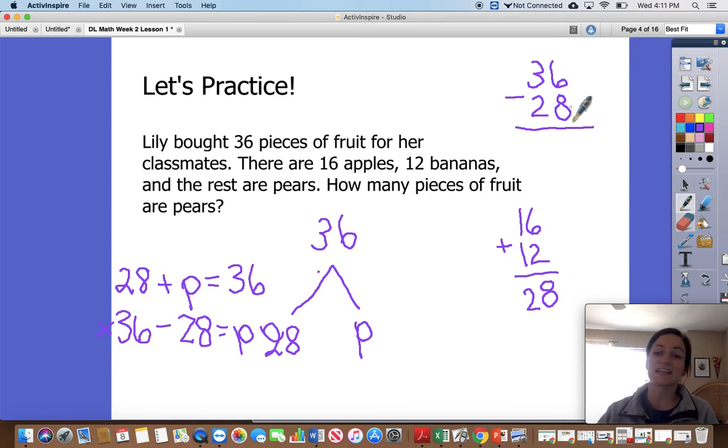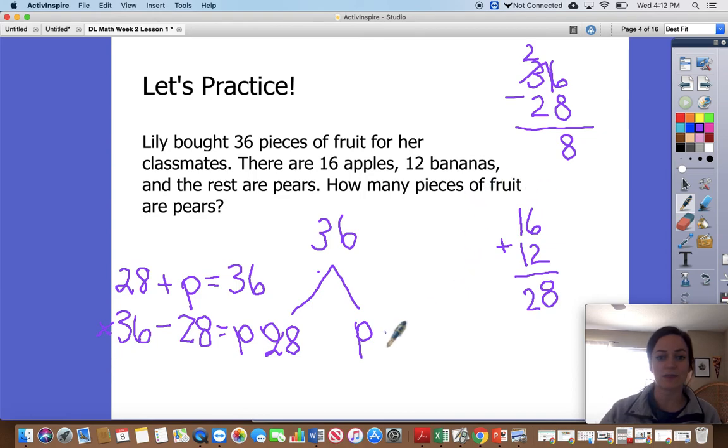6 minus 8, I can't take 8 ones from 6 ones, so I need to go ungroup one of my 10s to get more of my ones, okay? So now I have 2 10s, and I'm going to give myself 10 more ones. 16 minus 8, well, that's a double. I know 8 plus 8 is 16. 8 ones. 2 10s minus 2 10s is 0 10s.